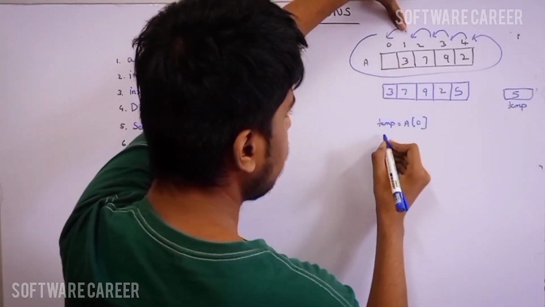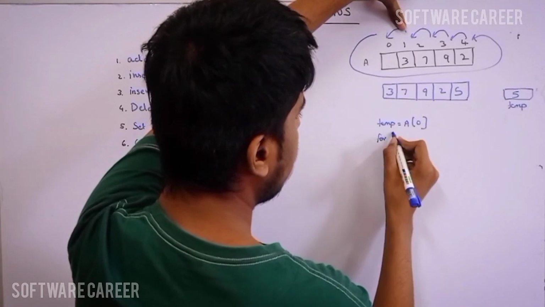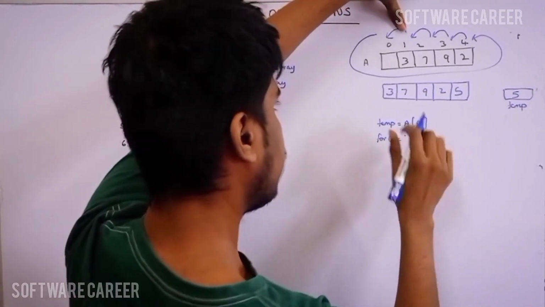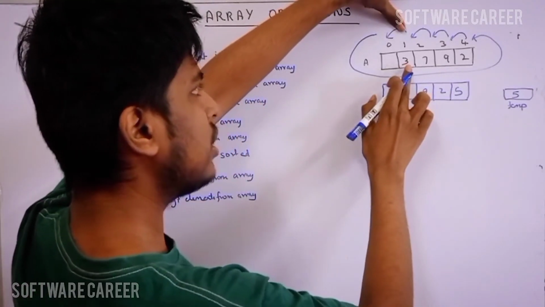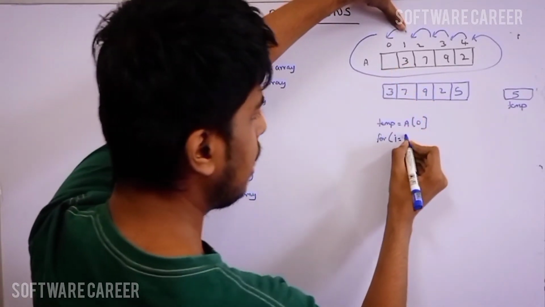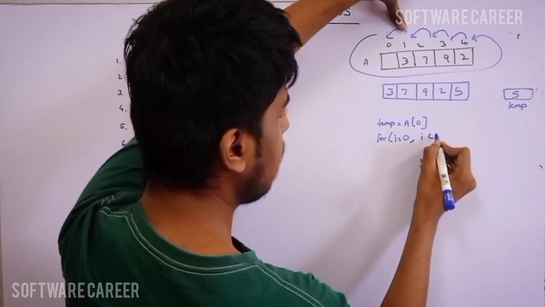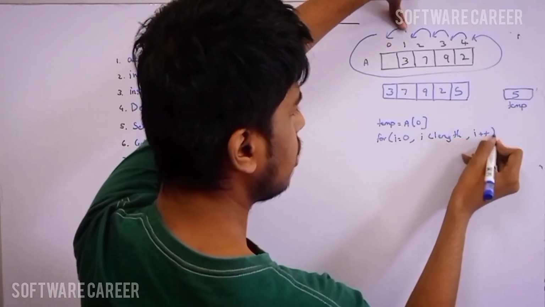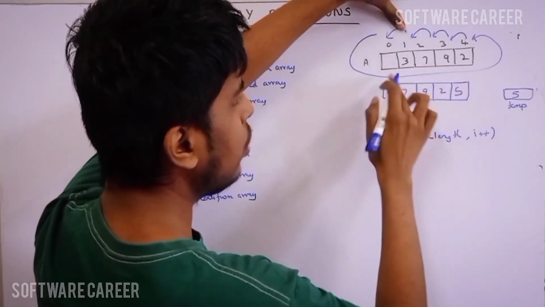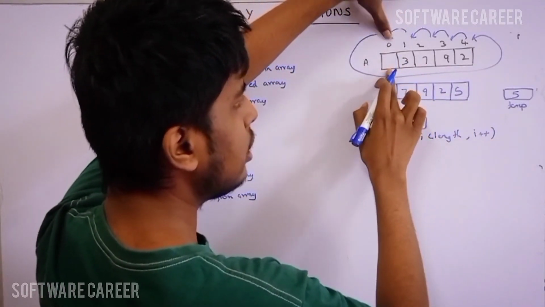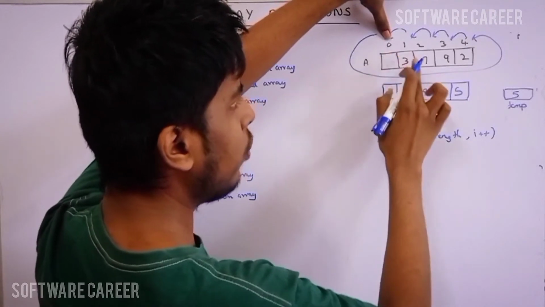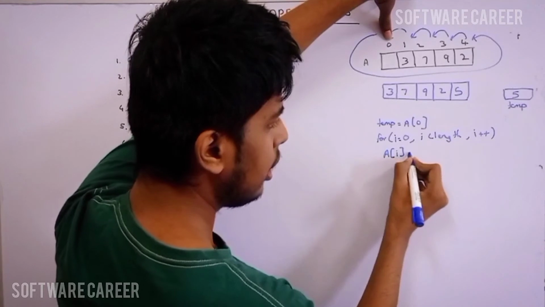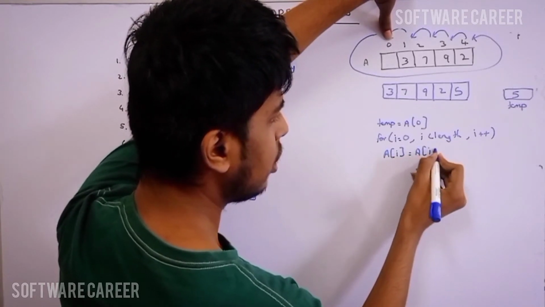See, for I equals to, what? It will start from the first, from 0. So I'll write I equals 0, I less than length, I plus plus. I'm starting from the first element. Now I'll put A of I, that A of 0 will be equal to A of 1. So I'm writing A of I equals to A of I plus 1.